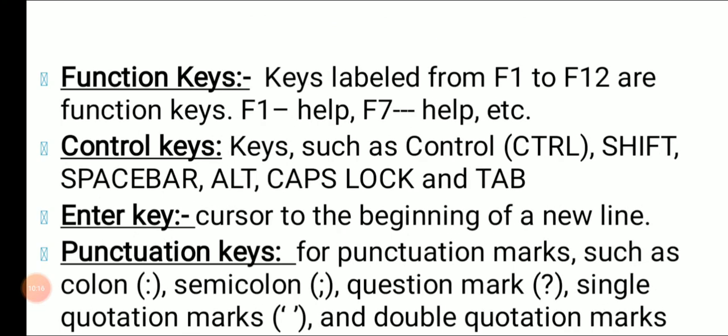First one is your function keys. As the name suggests, all the keys F1 to F12 are function keys, and they have a specific function. F1 is for help, F7 we use for finding something, and all the function keys have certain options. F2 is for renaming. Control keys are the ones we use for controlling purposes: shift, control, space bar, alt, caps lock, tab, they all come in the category of control keys.